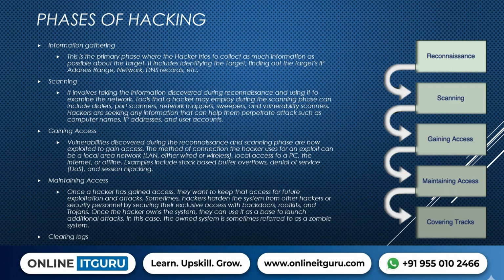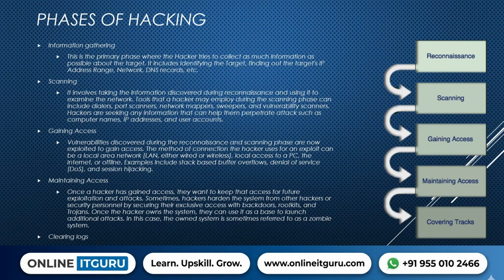And then you have scanning, which involves taking the information that we found and using it to examine the network. We can use tools to do this, including dialers, port scanners, network mappers, and sweepers. We use some software to do this in our virtual machines. And then the hackers see information that can help them perpetrate attacks, such as computer names, IP addresses, and user accounts.